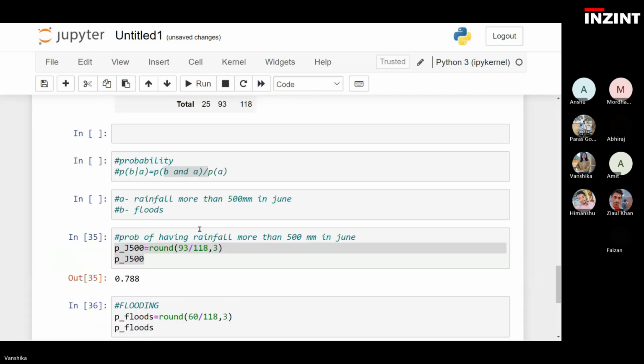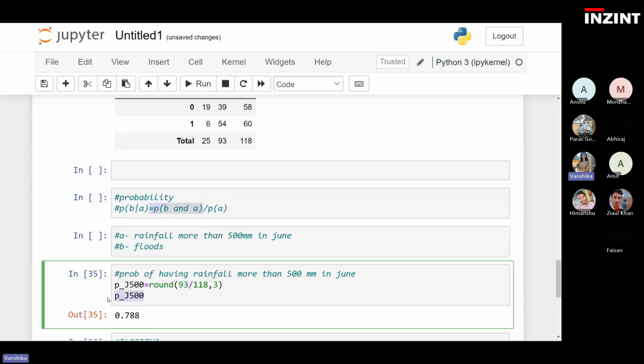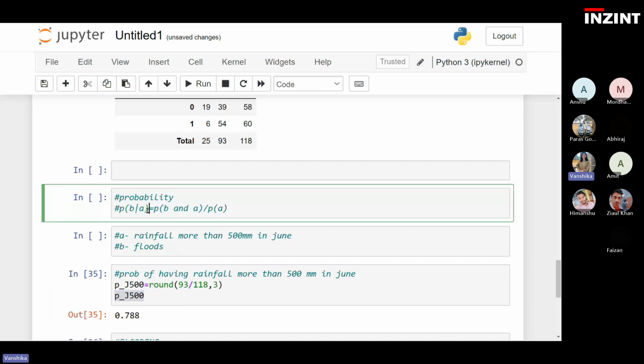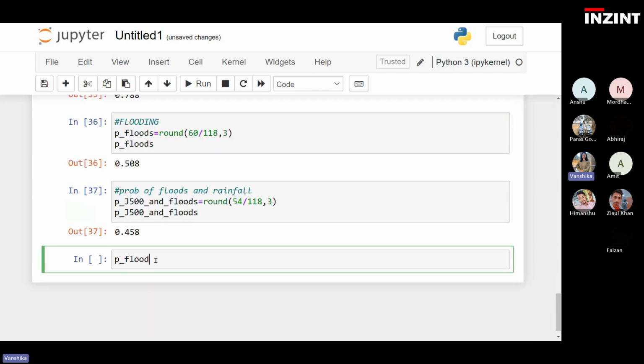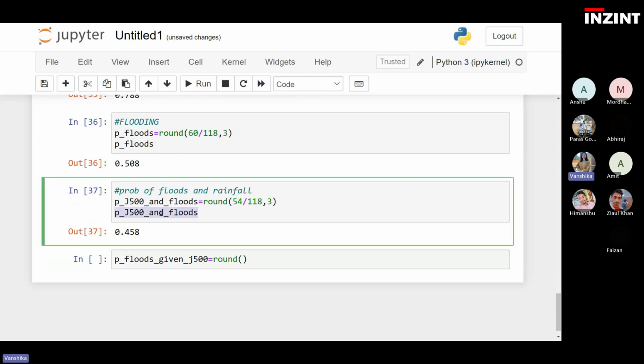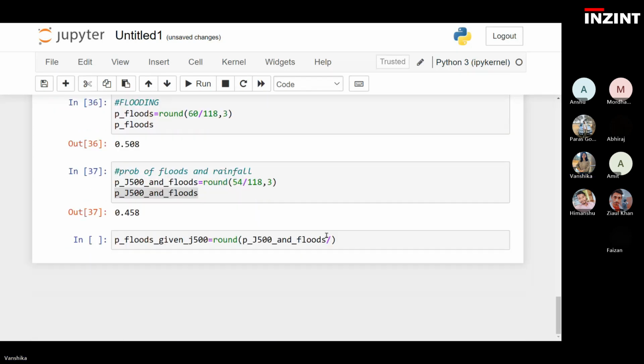Now, what do we have to calculate? We have to calculate the conditional probability. What is the conditional probability here in this case? Probability of flooding given that it rained more than 500 millimeter in June. So अभी तो हमने intersection calculate किया और flood की rainfall की probability पहले ही calculate कर दी थी. So let's divide the two and we will have our conditional probability. Got it? So probability of floods given कि June rainfall was 500, it is going to be the intersection of these probabilities divided by the probability of rainfall.